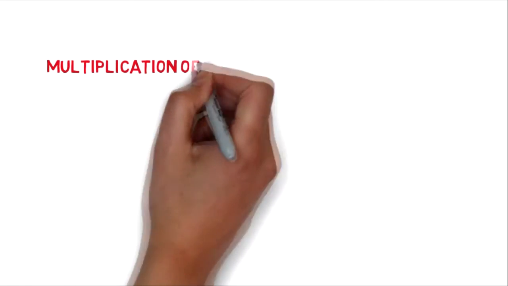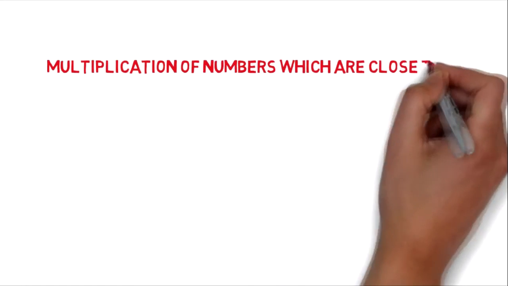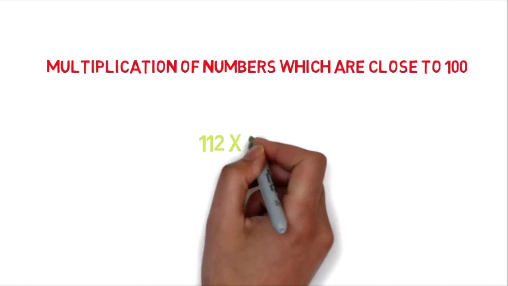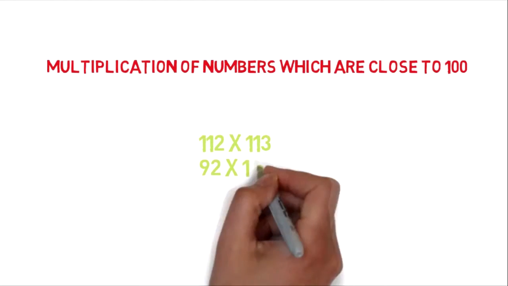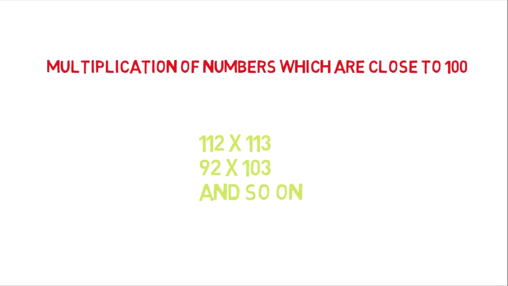So beforehand, we should see some things. This kind of multiplication is only possible when both the numbers are very close to 100. For example, numbers like 112 into 113, 92 into 103, and these kinds of numbers. See, in this case both the numbers like 112 and 113 are close to 100, and 92 and 103 are both close to 100, and so on.